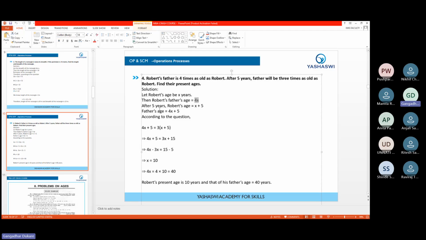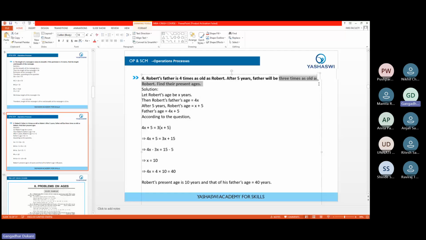After 5 years, the robot's age will be X plus 5. So the father's age will be calculated on that basis as 4x plus 5. So according to the equation, the robot's father's age is 4x plus 5. After 5 years, father will be 3 times as old as the robot.